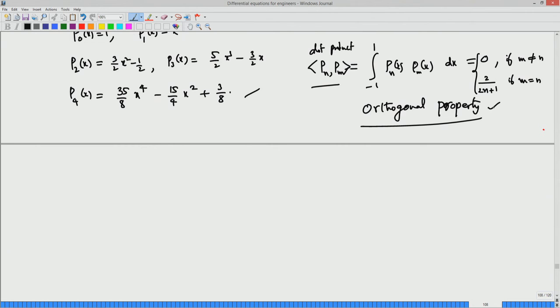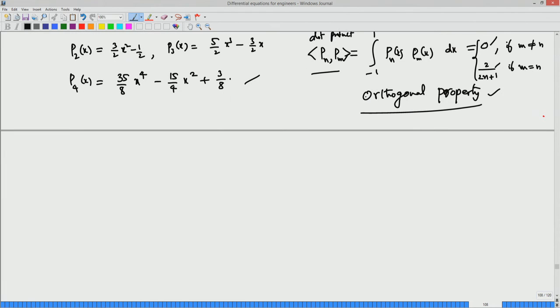There are many properties for these functions. The main important thing is this: if they are different, it is 0, otherwise it is 2 divided by 2n plus 1, a fixed number. When m equals n, the integral of Pn square dx has this value. So we will show this property. There are other very important properties, but we need only this one, and we will see the others as an exercise. Property 1 is this.